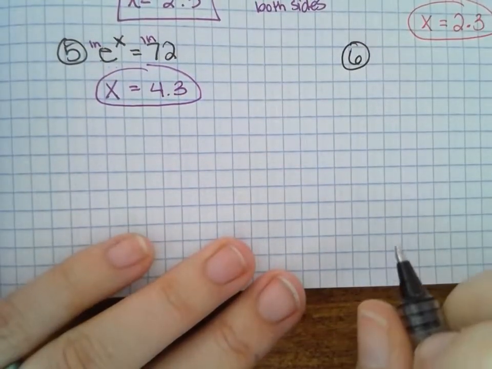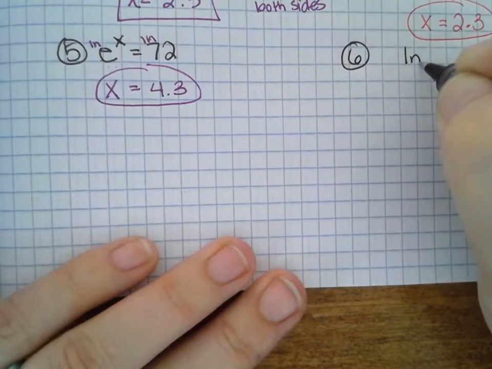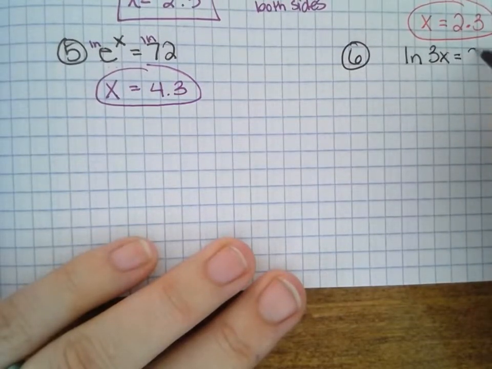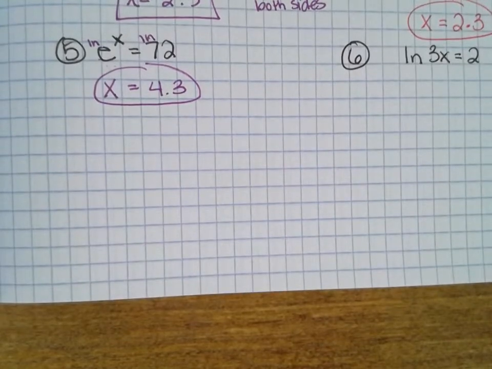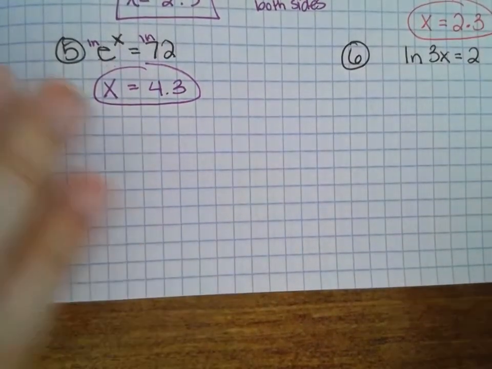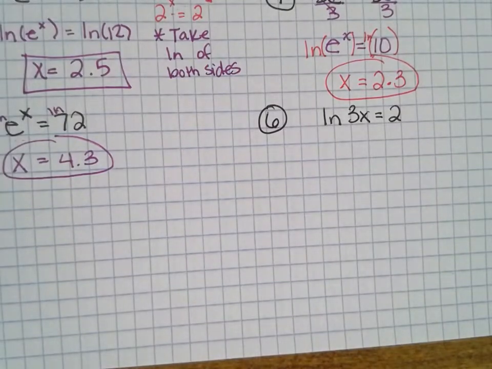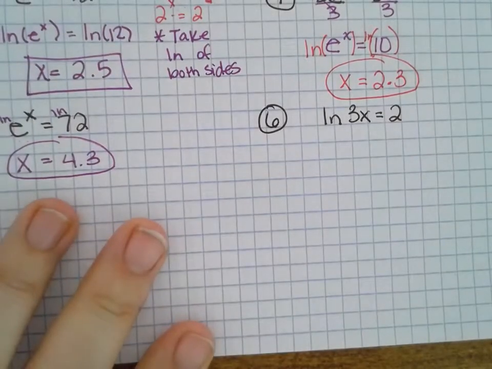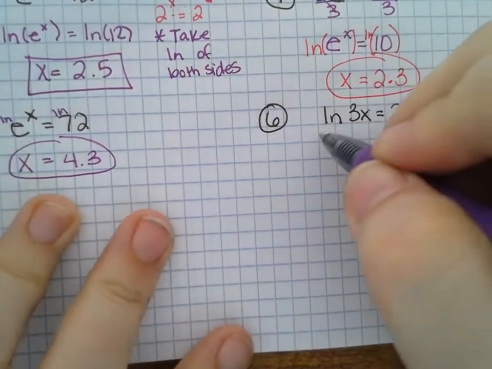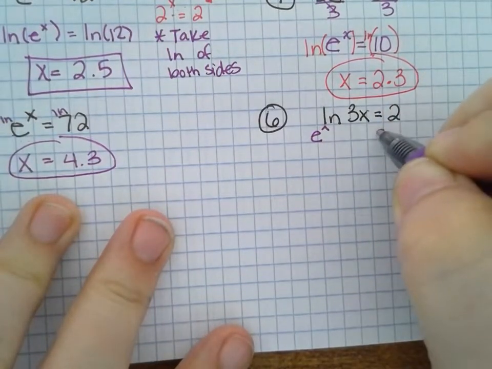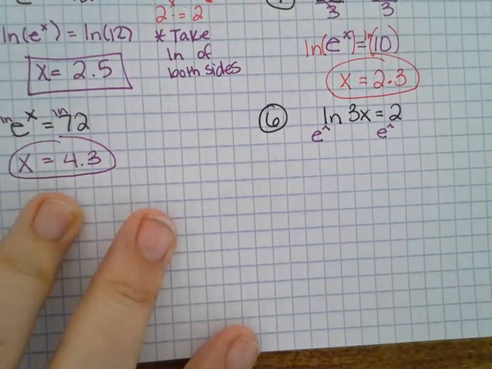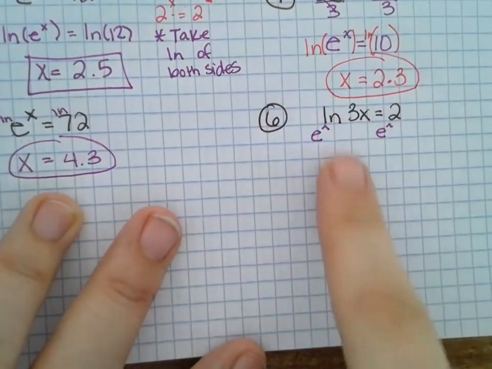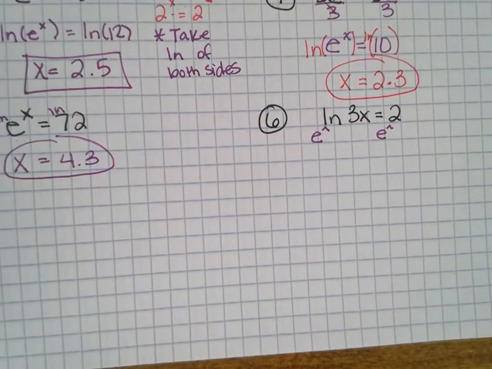Number 6. The natural log of 3x is equal to 2. Right, before we were taking the natural log of both sides, but will a natural log do anything to a natural log? No. So here that's not going to work. But what might we be able to do? We are going to apply e to both sides. So here we're going to raise each side by e, so e to the ln of 3x and e squared, right? We're raising each side by e. Totally legal. You can do that as long as you do it to both sides.